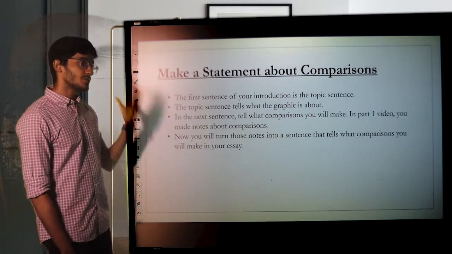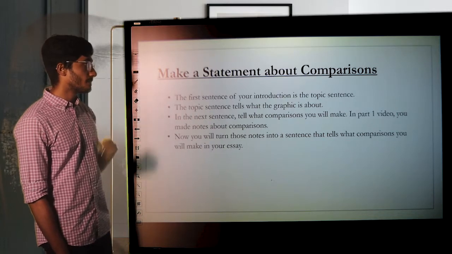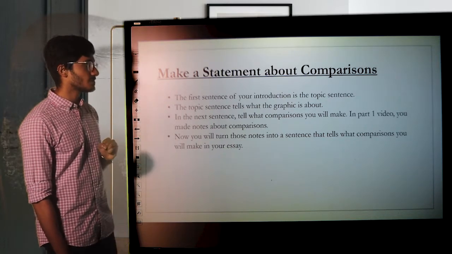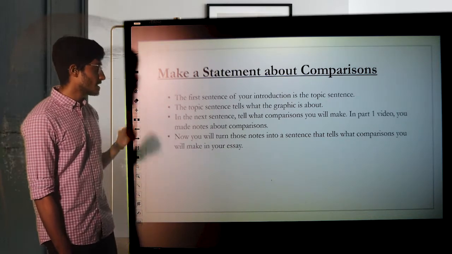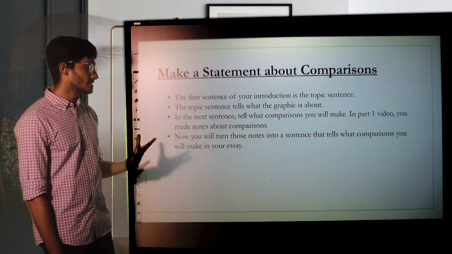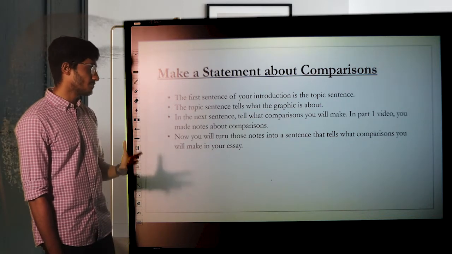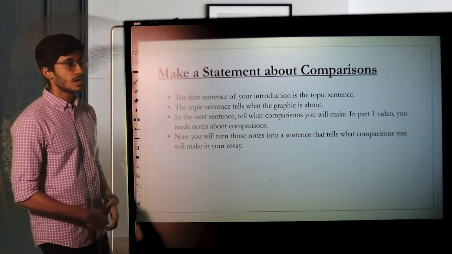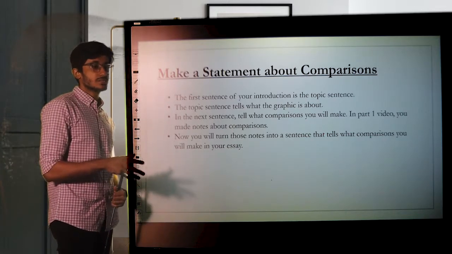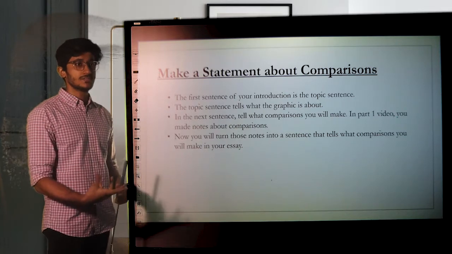So once we are done with the topic sentence, we have to make a statement about the comparisons. The first sentence of your introduction is the topic sentence. The topic sentence tells you what the graph is about. The next sentence will tell you what comparisons you will make. In the part 1 video, you made notes about comparisons. The notes that you made are just notes. Now you have to turn them into writing format.